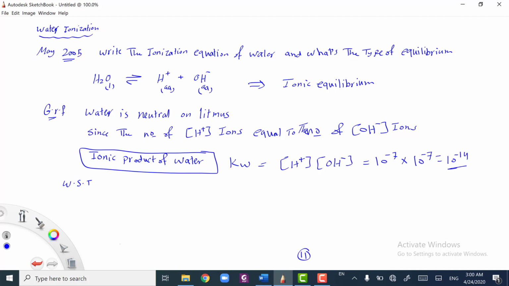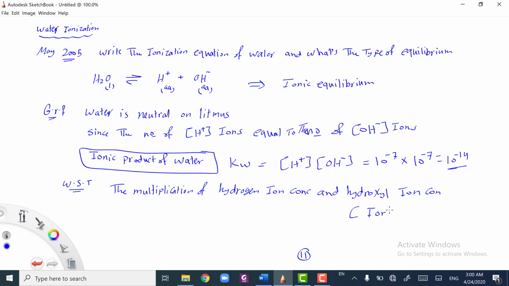Slide number 11. The multiplication of hydrogen ion concentration and hydroxyl ion concentration: ionic product of water, or Kw.